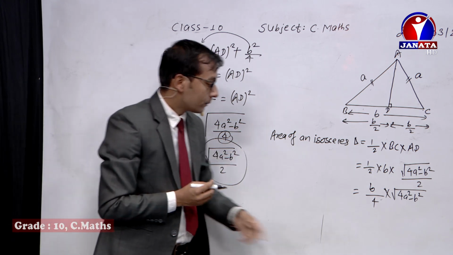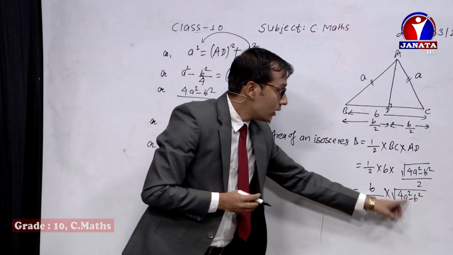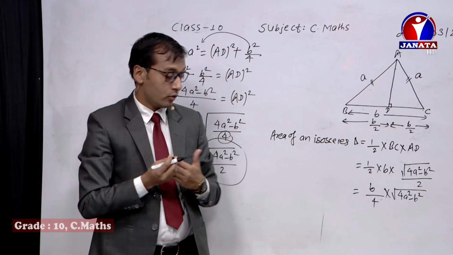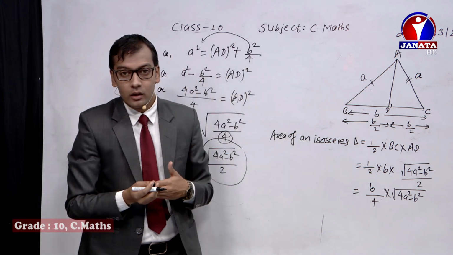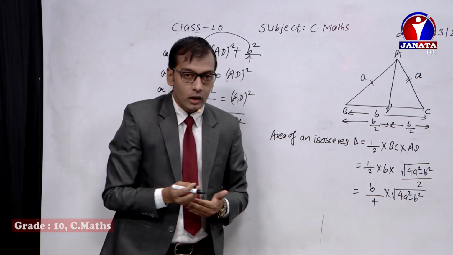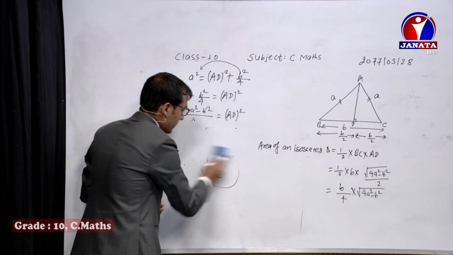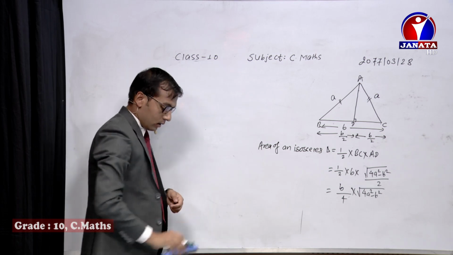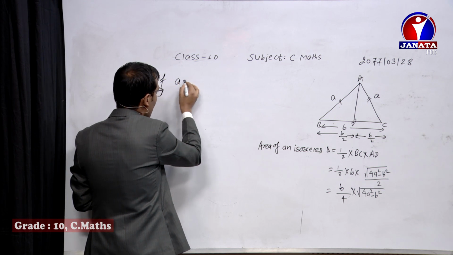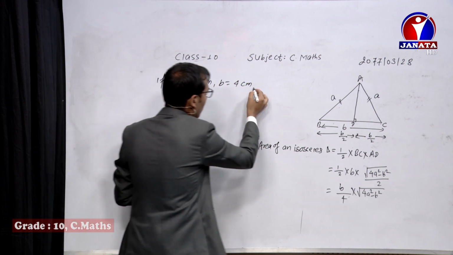So if we know A and B, what are A and B? A is the length of each of the equal sides of an isosceles triangle, and B is the third or remaining side, which we also call the base. So knowing these two values A and B, we can find its area. Let's take an example. In an isosceles triangle, if A is 6 centimeter and B is 4 centimeter, what is its area?